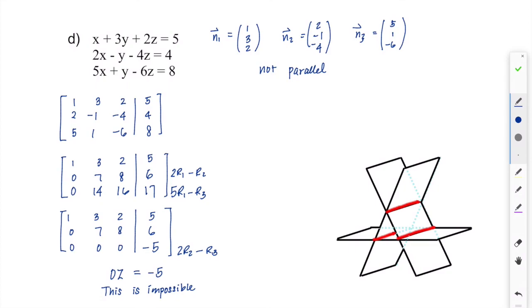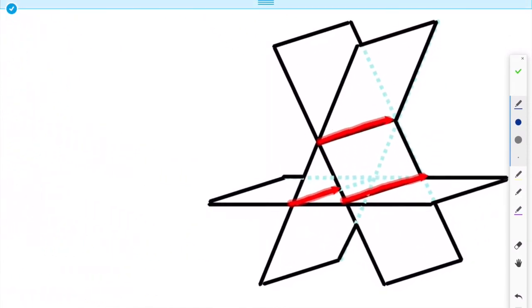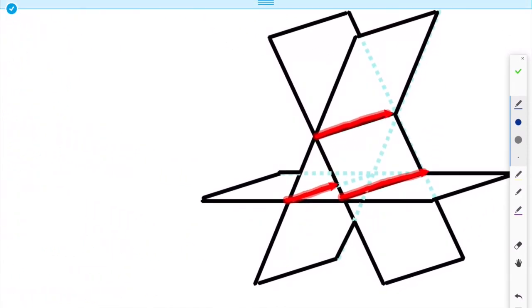Okay, so that means none of the planes are parallel to each other, but there's no solution, no line or point of intersection. We must be thinking about the case where pairs of planes intersect with each other, but none of these is a common line of intersection. So it's kind of like that prism setup in the middle here.